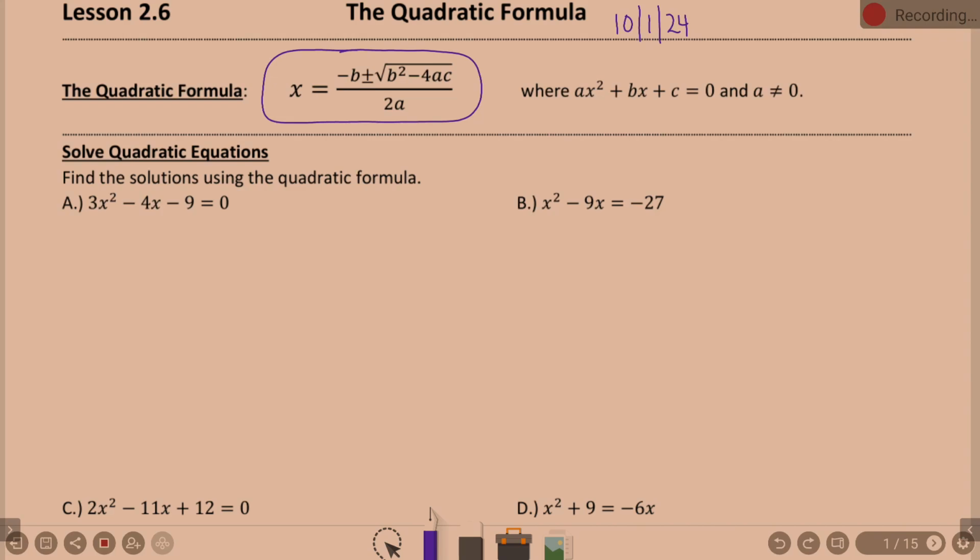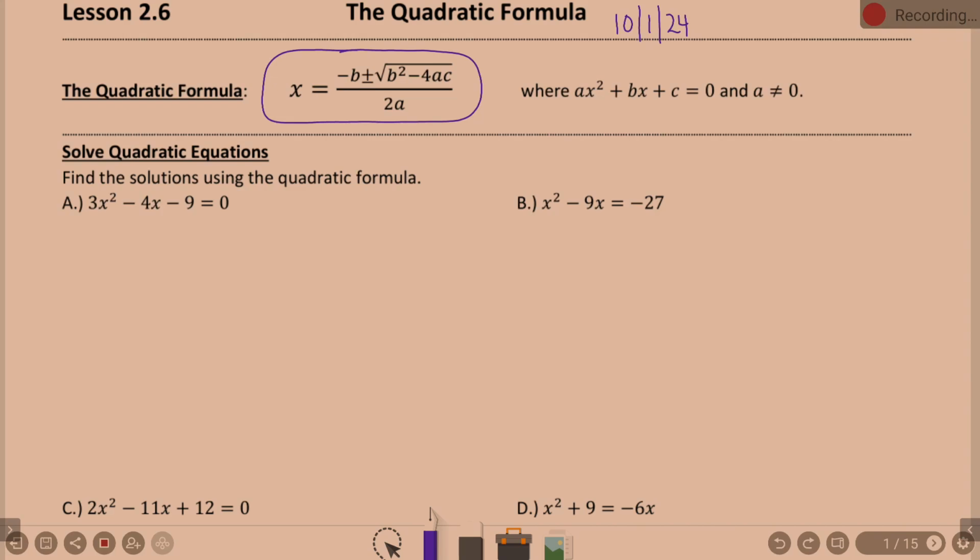Now, you remember your blue papers. Is this on the blue paper? It is. I'm being nice. You don't even have to memorize it. Now, would it be beneficial to memorize it? It would be. Okay? I can't guarantee it will always be given to you, but it's beneficial. Now, this is based on where ax squared plus bx plus c equals 0.